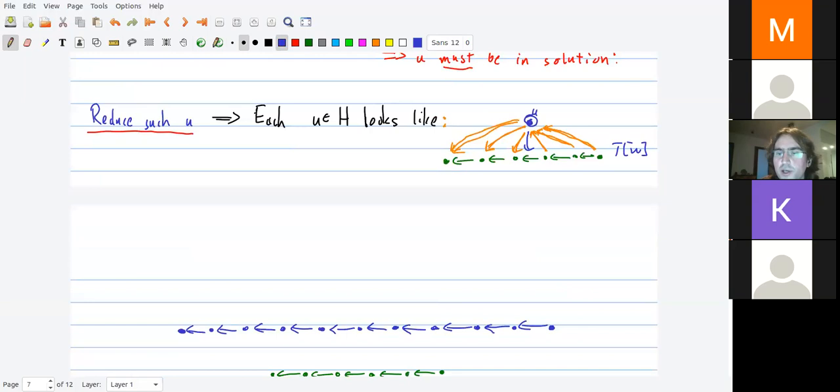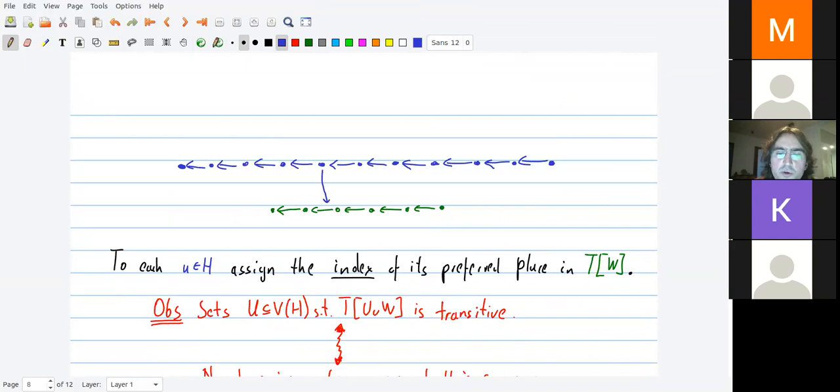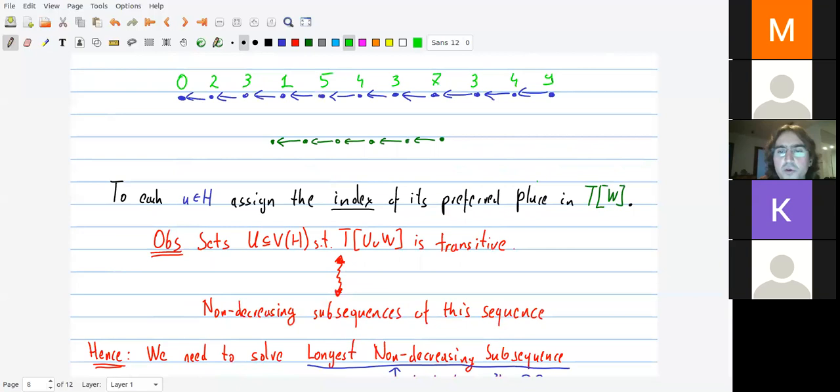So each of them, for instance, this guy would like to go into this gap, maybe a different color. This guy wants to go into this gap. Maybe this guy wants to go into this gap. This guy would like to go into this gap. This guy maybe wants to go in before everybody. So now to every vertex from H, I can assign the index of the gap of the preferred place. Maybe this guy will get 0. Maybe this guy would like to go to gap number 2. This guy to gap number 3, gap number 1, 5, 4, maybe 3, 7, 3, 4, 9. So this is where these guys would like to go when being sorted into T of W.